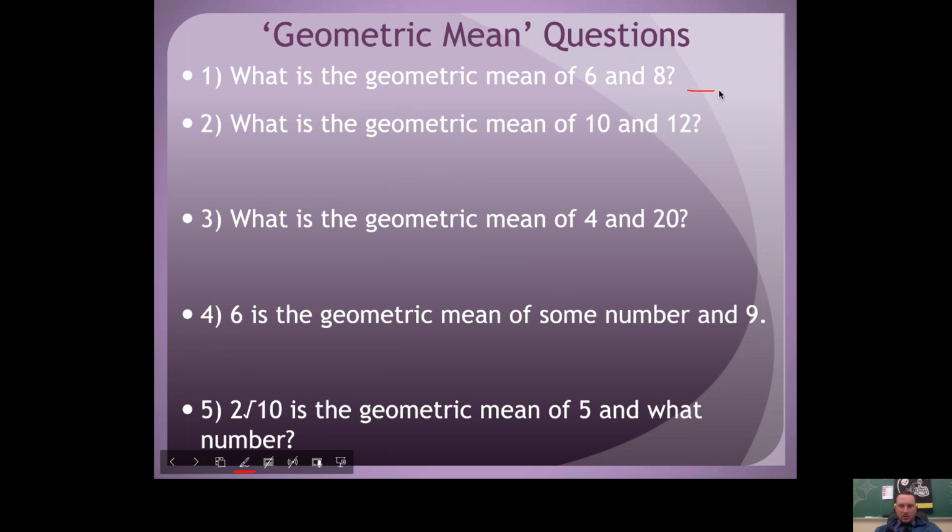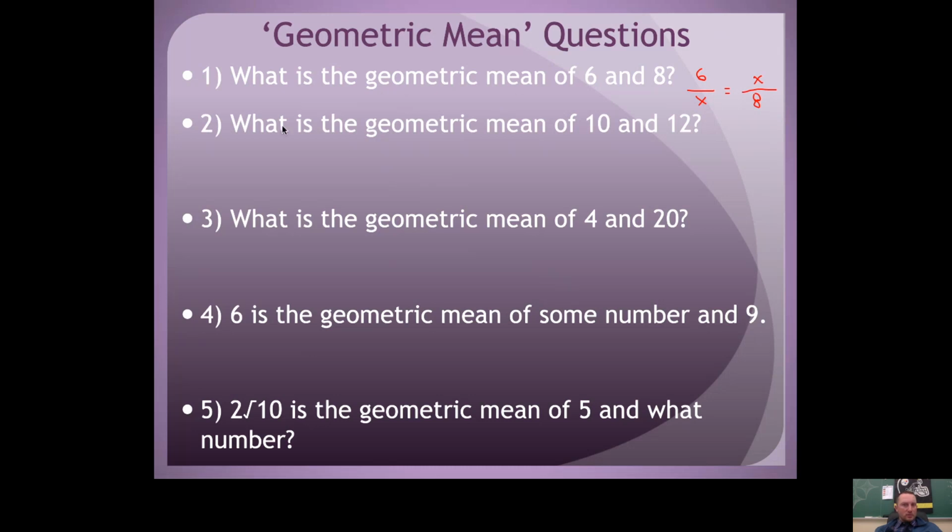Well, a geometric mean is something that's unknown, and it's going to go in your proportion in these places. This is your geometric mean. This is your geometric mean. So if you want the geometric mean of a number 6 and 8, your proportion looks like this. And you solve for x. That value of x is the geometric mean.